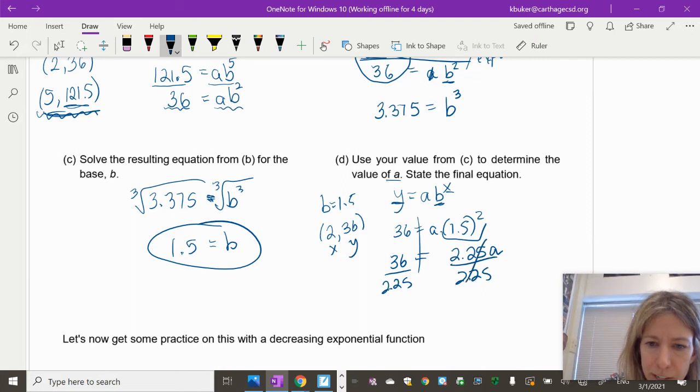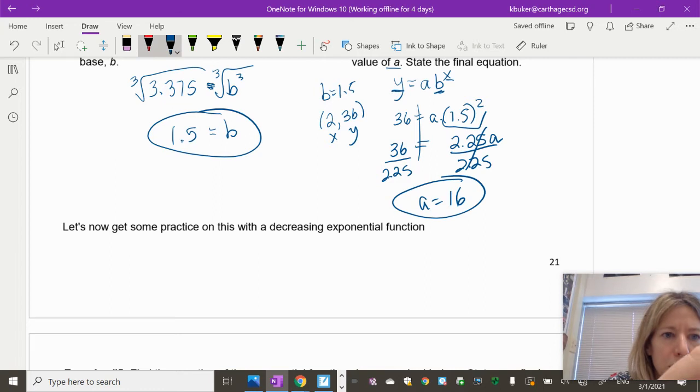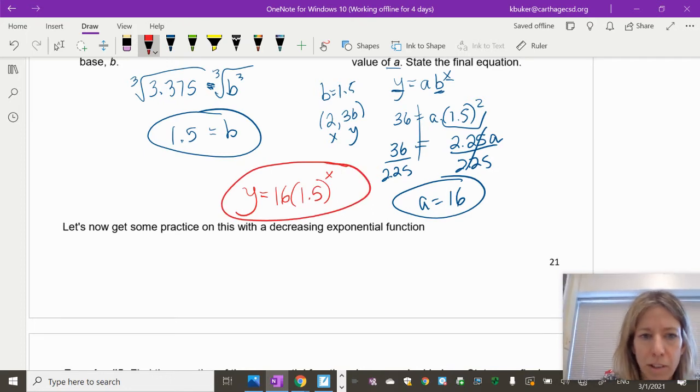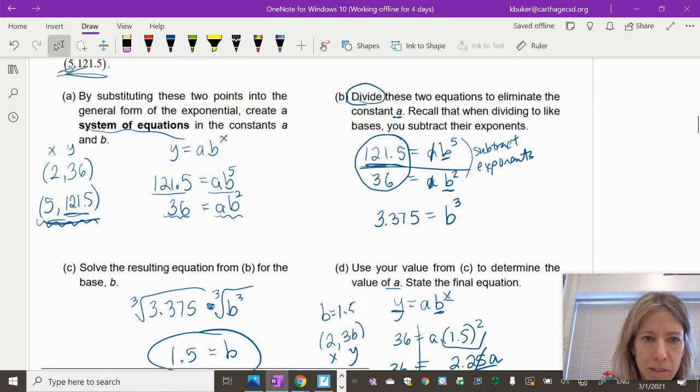And I already calculated this ahead of time, and a turns out to be 16. Okay, so after I determine a, I have the b, so now I can determine my final equation, which is y equals, the a goes first, 16, that's my initial value. The growth factor would be 1.5, and I leave x as x. Okay, so that's all there is to it. We set up a system of equations, we divide, solve for b, and then we solve for a.